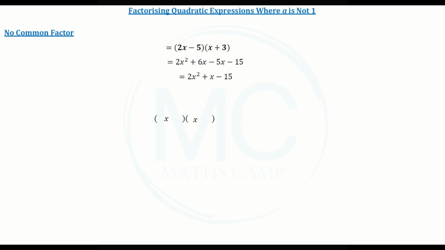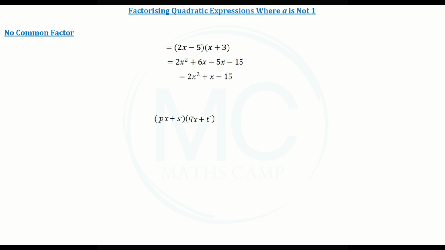Now, because a, the coefficient of x squared in the quadratic, is no longer 1, x in the bracket will now have a coefficient. Let's call these coefficients p and q. When we multiply p and q together, our answer needs to be the coefficient of x squared in the quadratic. Finally, we need to add our constants to the bracket. Let's call them s and t. So our brackets will end up like this. Remember that when we multiply s and t, our answer needs to be the constant in the quadratic.